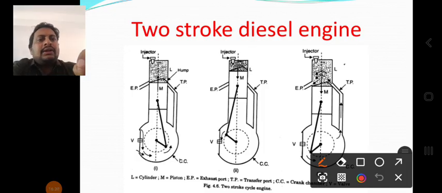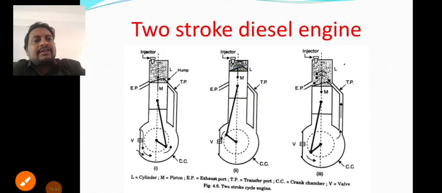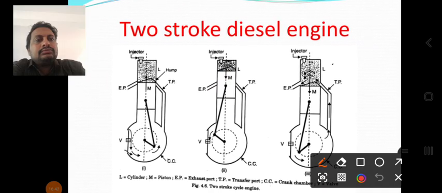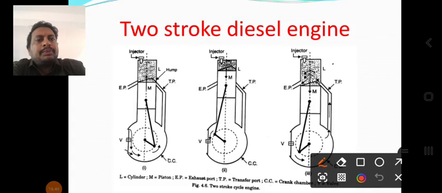So what happens in the downward stroke? The exhaust port will be open. Whenever the piston moves towards the downside, the exhaust port will be open. The hot gases, burnt gases, products of the combustion will go to the atmosphere through the exhaust port. Then there is further downward movement of the piston.